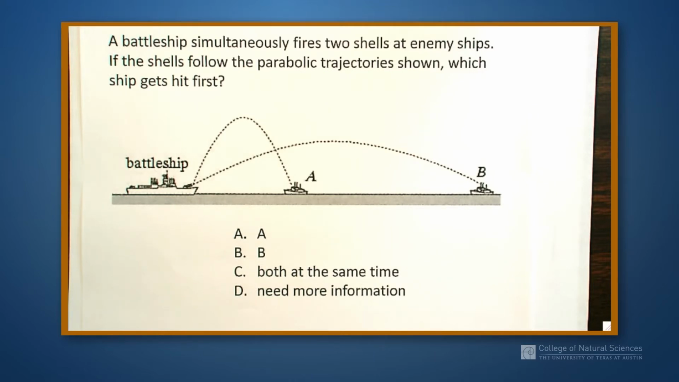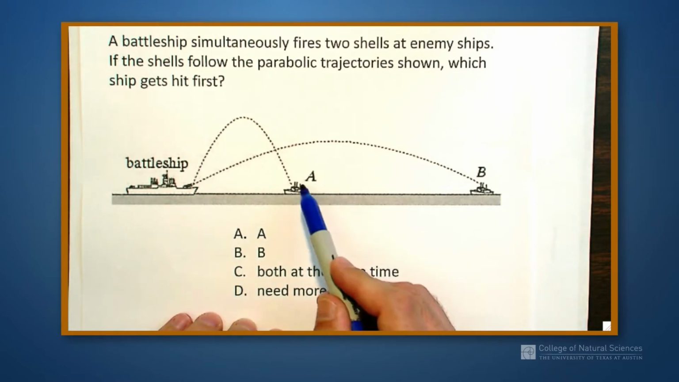allowed to. It says a battleship simultaneously fires two shells at enemy ships. If the shells follow the parabolic trajectories as shown, which hits the ship first? Or which ship gets hit first? So I have path A and path B.